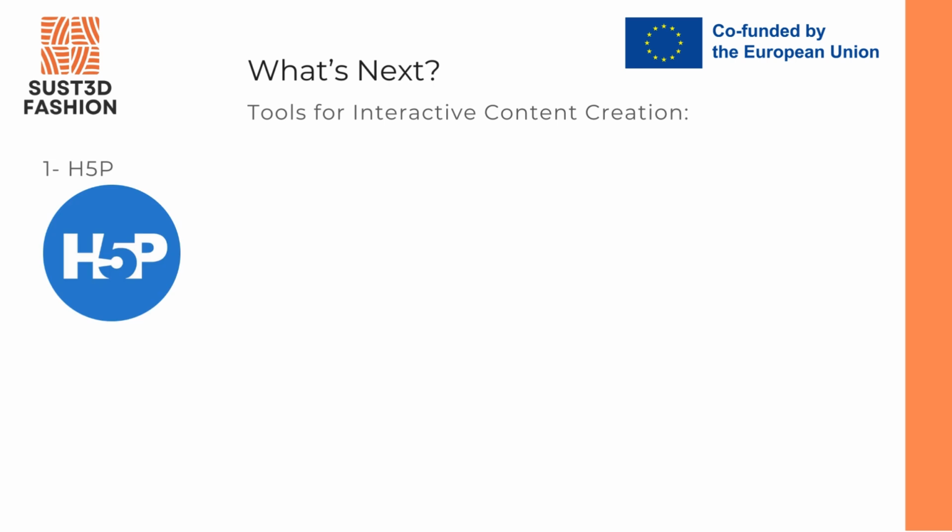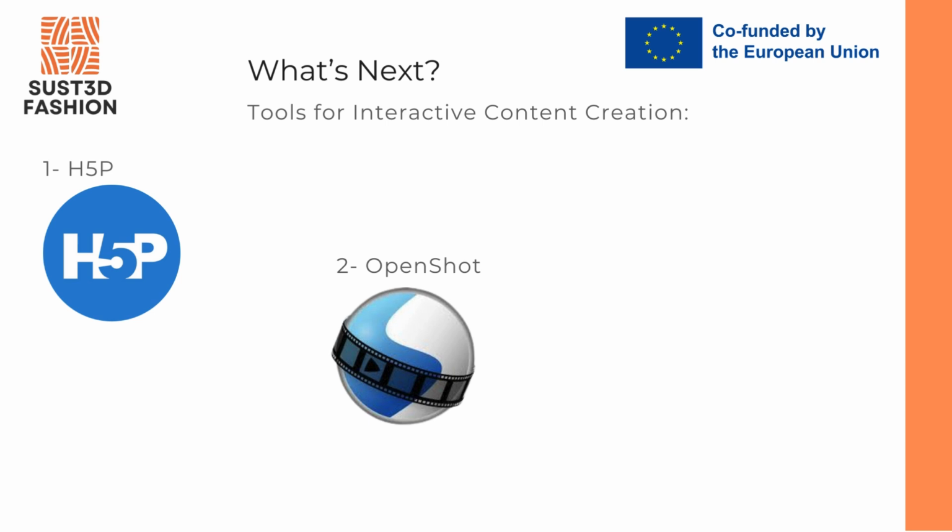Let's start with H5P. If you want interactive activities, like quizzes, drag and drop, or branching scenarios, this is your go-to. It works with platforms like Moodle and WordPress, and you don't even need to code. It's all plug and play. Then there's OpenShot, a simple but powerful video editor. Want to add narration, cut clips, insert visuals, or create training videos with a professional feel? OpenShot makes it super manageable, even for beginners.